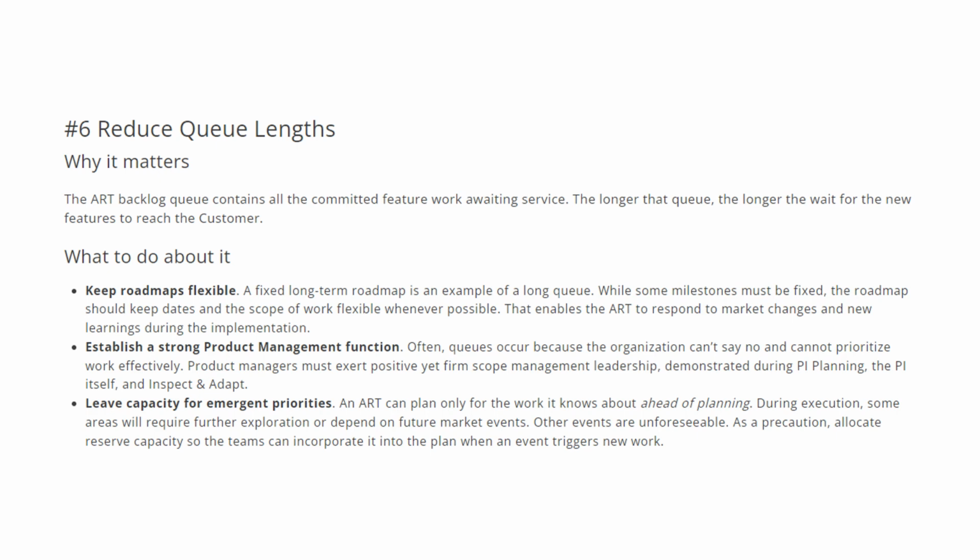What should I do about it as a lean agile leader or a value stream manager or a transformational coach? You need to keep your roadmaps flexible.